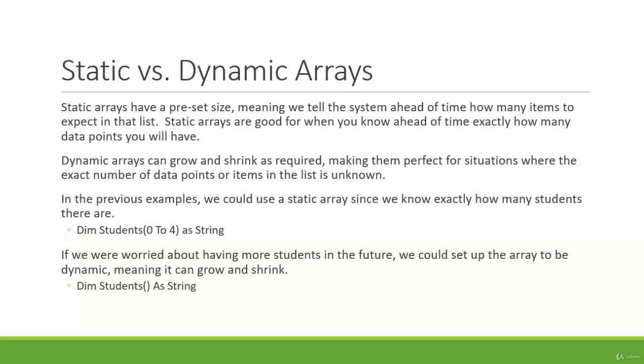So in the previous examples, we had exactly 5 names. We knew how many names there were going to be. So we could declare our array as a static array, meaning when we declare the array, we tell the system ahead of time we're creating an array variable called students, and it's going to have 0 to 4, meaning 0, 1, 2, 3, and 4 all as items within this array. And it's going to be a string type variable. That would be a static array. The system knows ahead of time, all right, I should have index numbers from 0 to 4, and that's the only size that this array should ever be.